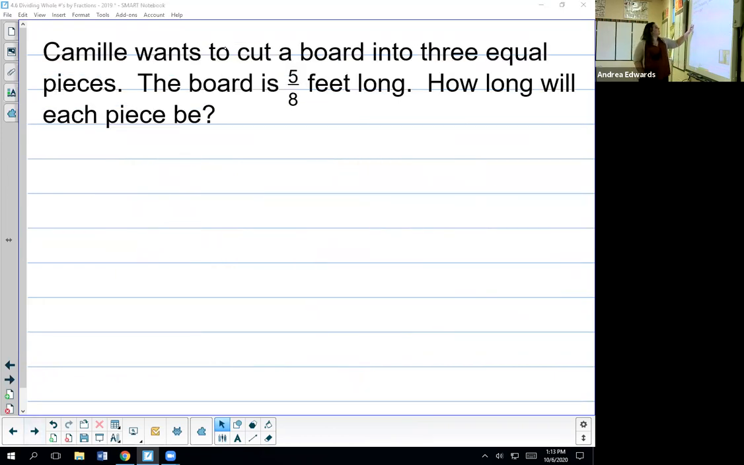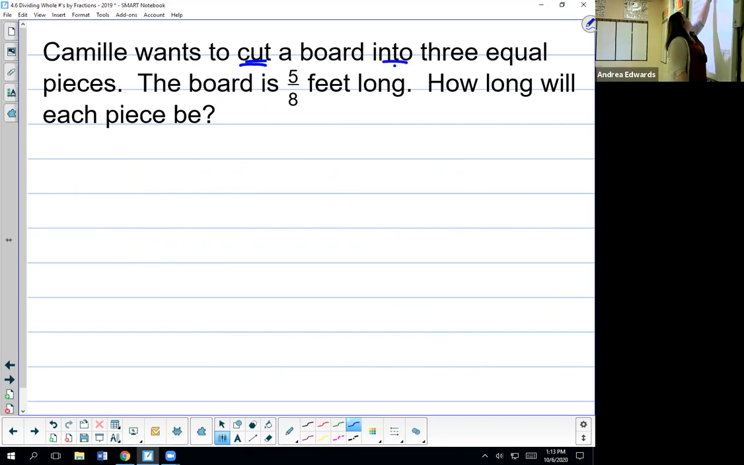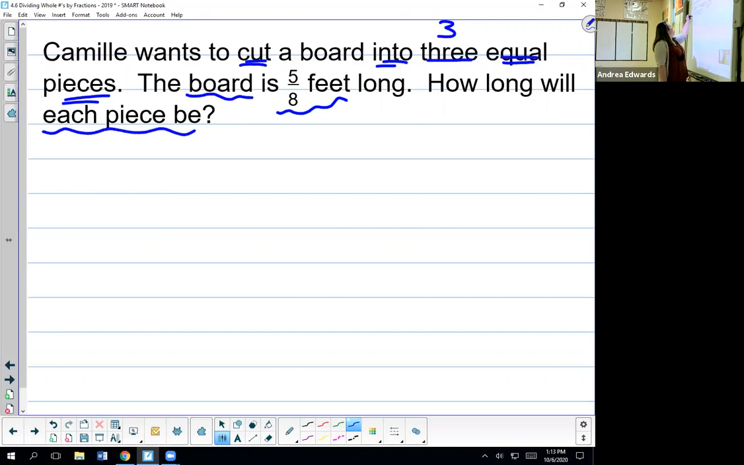Yeah. Okay. By the way, these are some of my old students' names and I never changed them. Okay, Camille wants to cut a board into 3 equal pieces. There's a lot of keywords that we know with division. Cut the board into 3 equal pieces. The board is 5/8 of a foot long. Okay, how long will each piece be? Remember how in the question, it was asking how long will one piece be? Remember how we knew that was a division in the question part? Because that's like a rate in a sense, but not technically for this one.